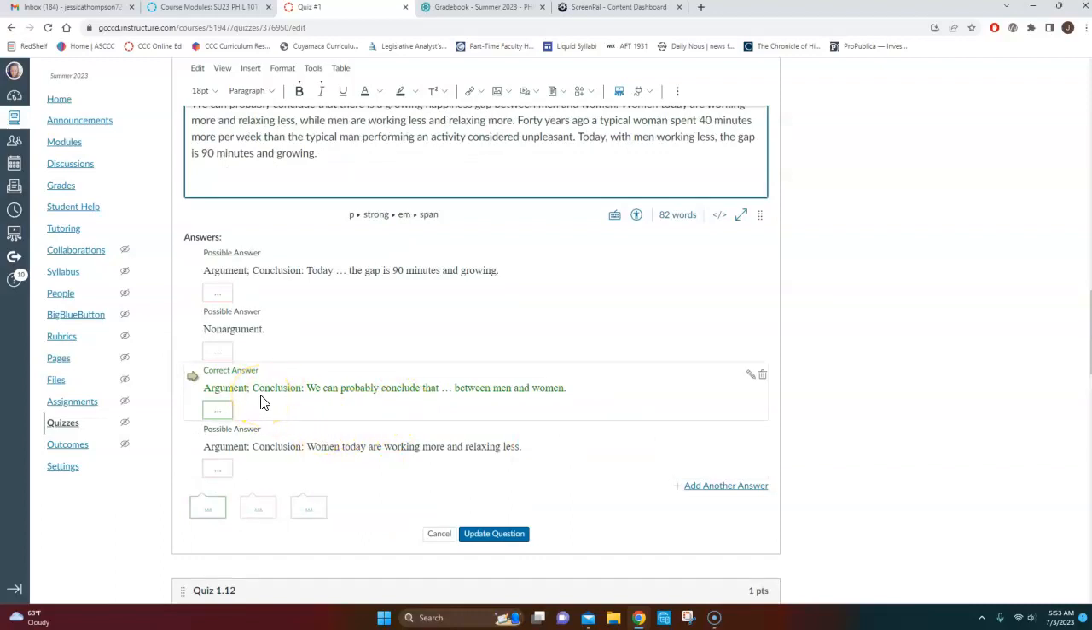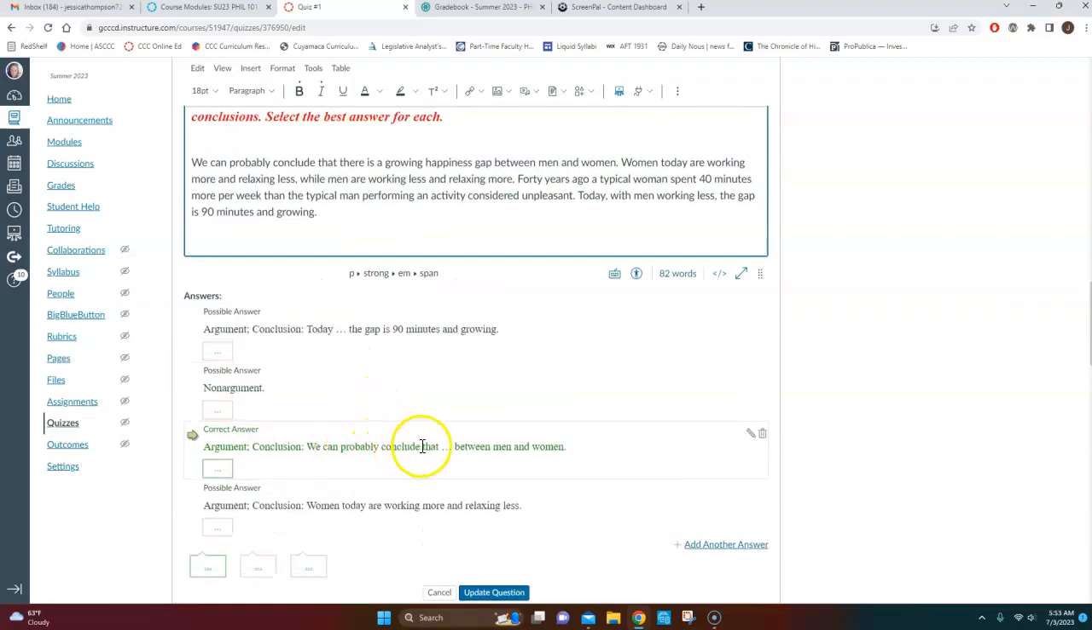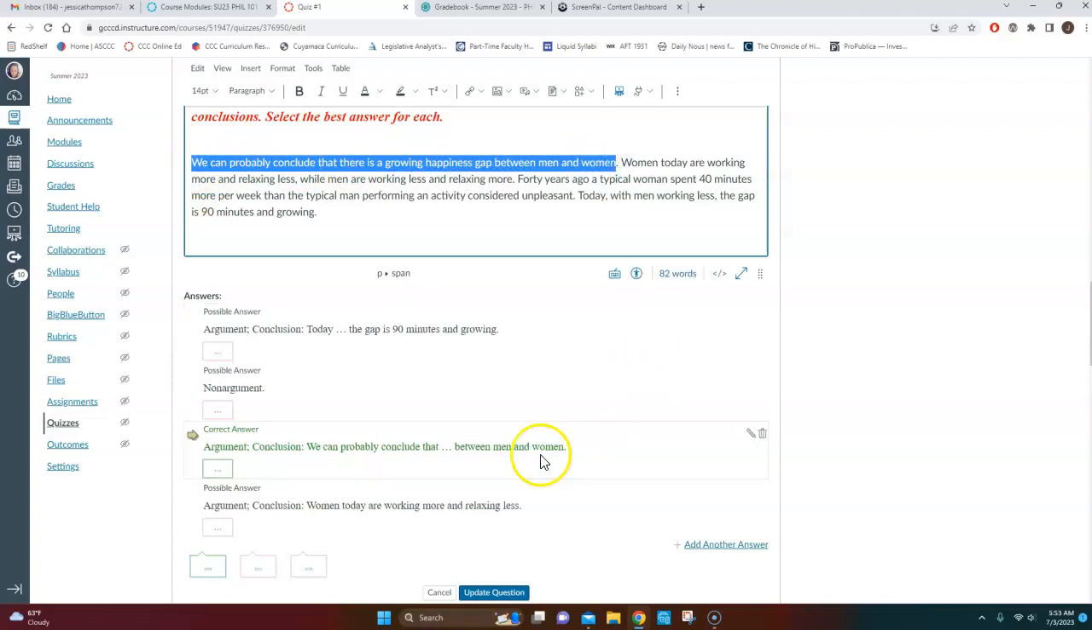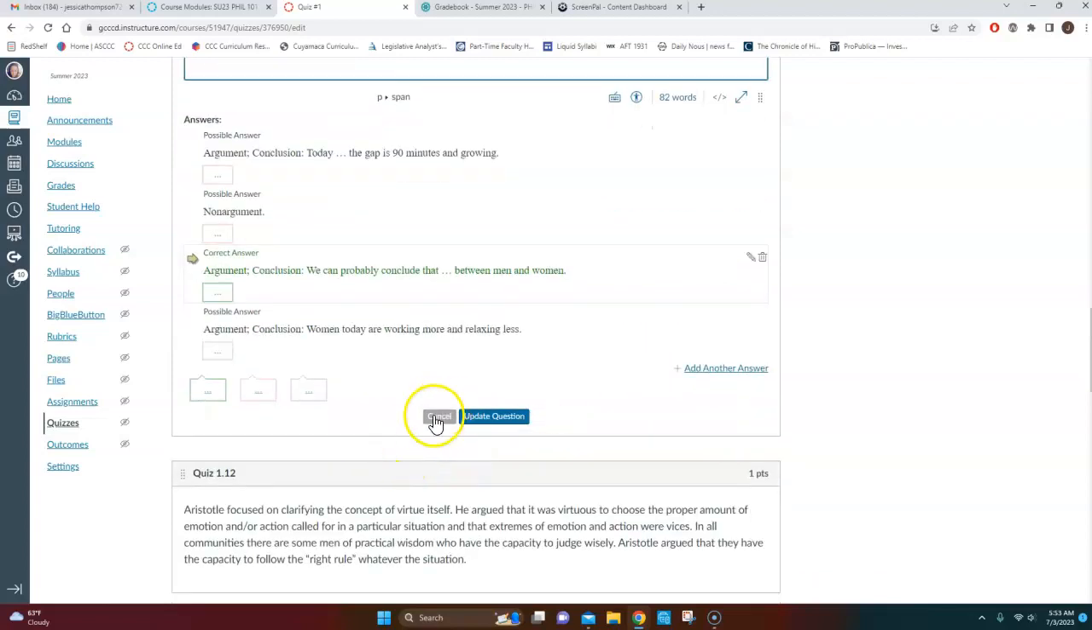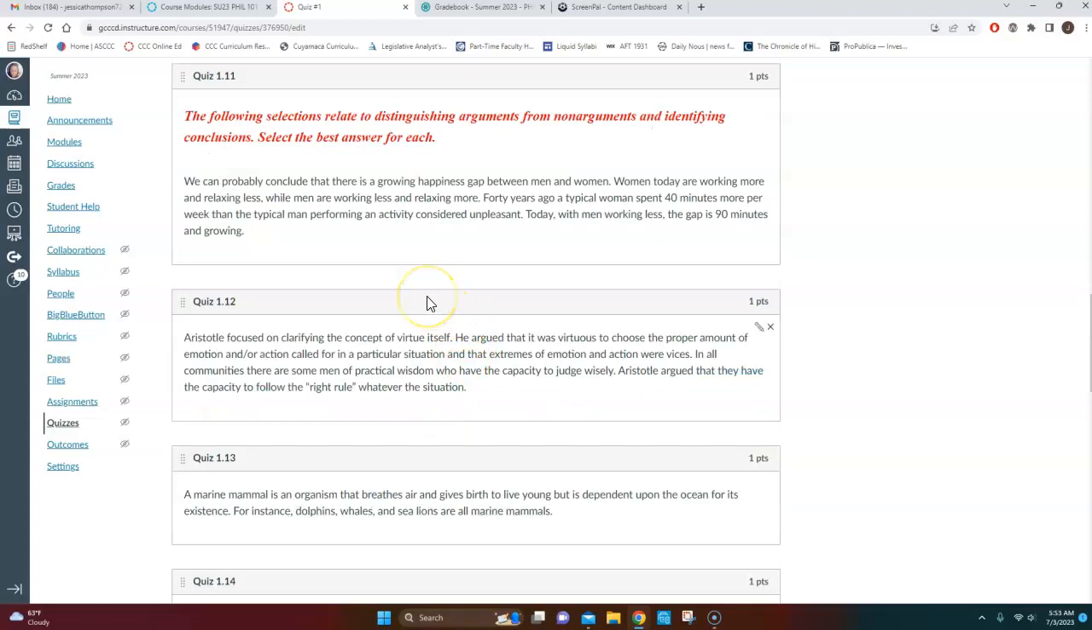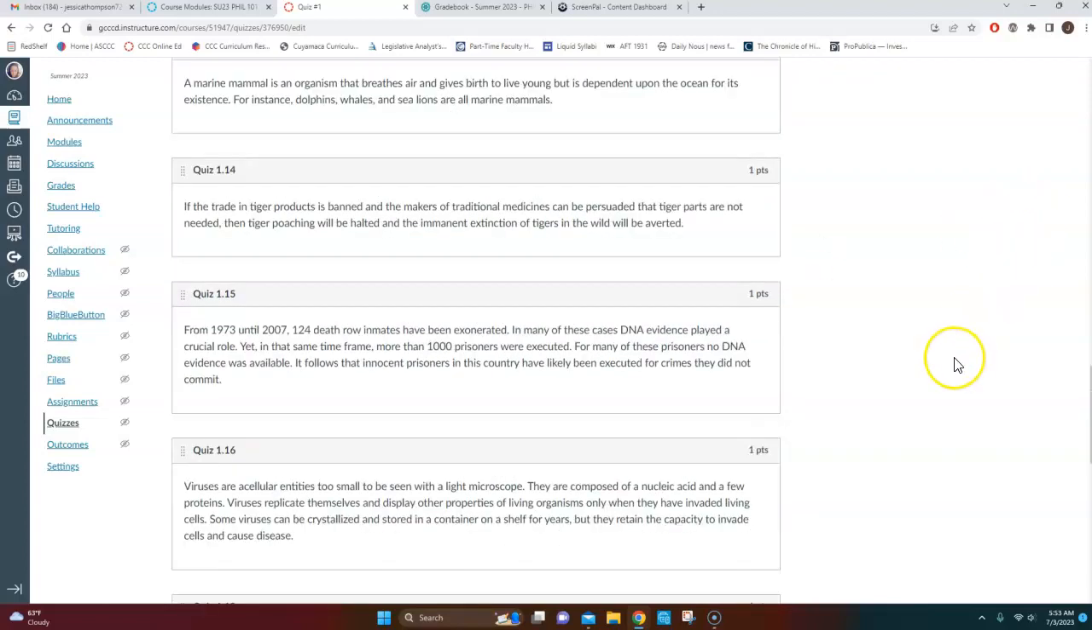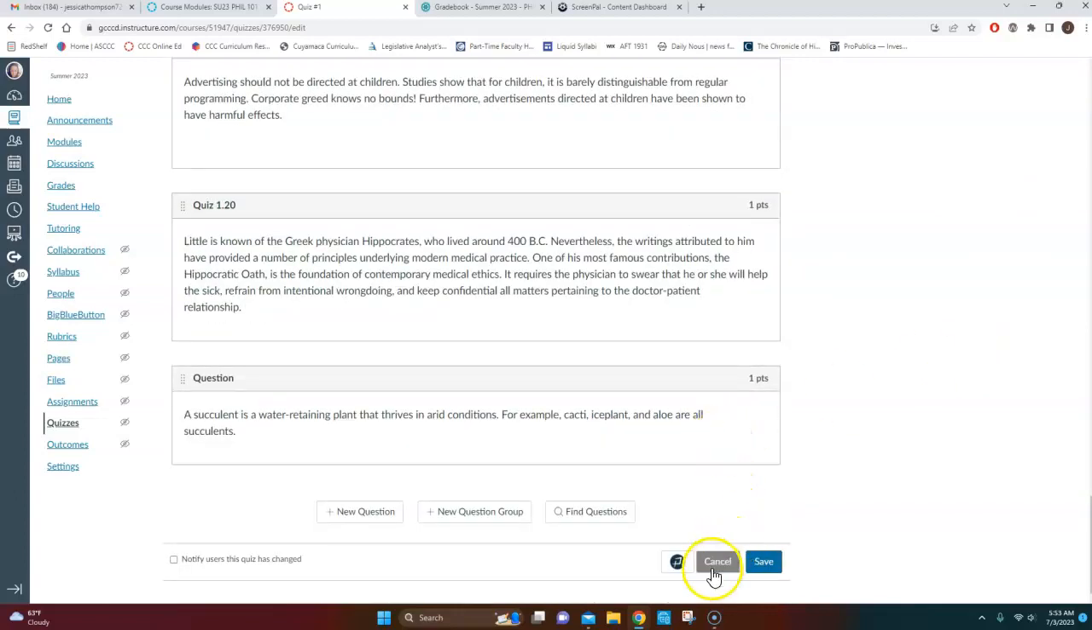But in this one, this is the correct answer. It's an argument, and the conclusion is we can probably conclude that there is a growing happiness gap between men and women. And that's your right answer. Okay, so technically, that's a 10% boost because I gave you two answers out of 20 questions, right?